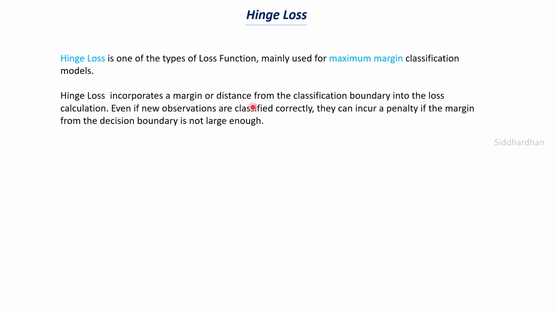So margin is nothing but the distance between the two margin lines, which we have seen before, right? It incorporates the margin distance as well for this loss calculation. Even if new observations are classified correctly, even though you make correct predictions, what hinge loss will try to do is find the distance between the particular data point and the hyperplane. So it will try to find whether the data point is close to the margin or not.